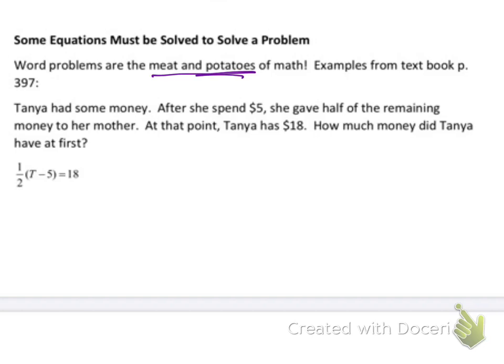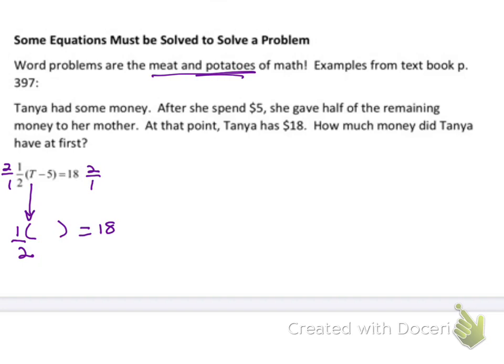Okay, so first off, you need to figure out how they set this up. So T is for Tanya's money at the very beginning. She spends $5. That's why it says T minus 5. Then whatever she had at that T minus 5 point, she gave half of it to her mother. So divide that in half. And at that point, she has 18. Okay, so can you figure out how much money Tanya had at the very beginning? There's a couple of ways to do it. The easiest way is to multiply the left side by the reciprocal of 1/2, which is 2/1.